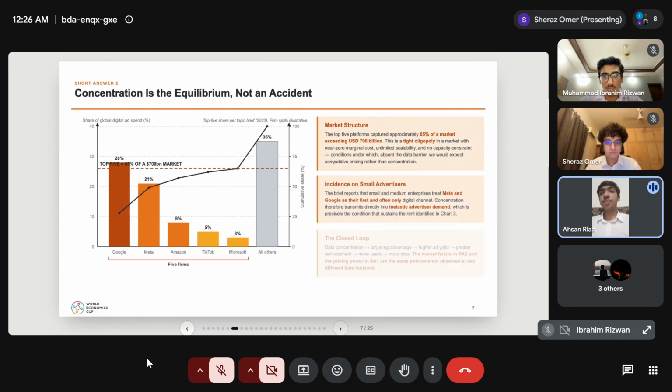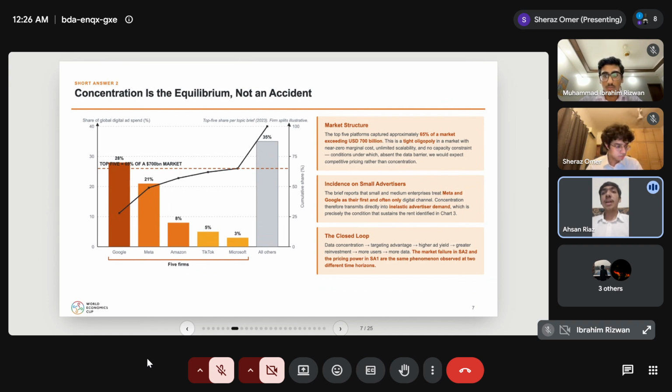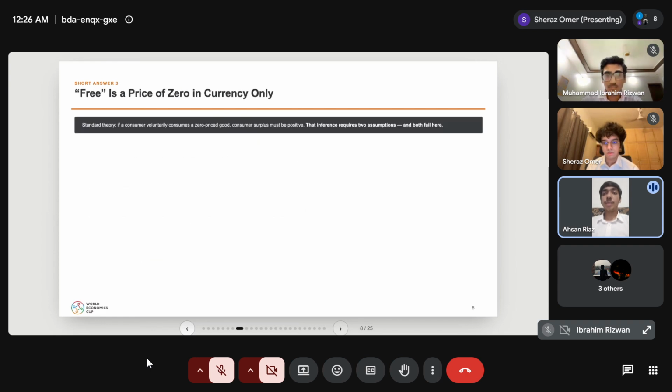This explains the concentration referenced earlier in this presentation. The top five platforms hold approximately 65% of a $700 billion market. Computing the Herfindahl-Hirschman Index, the concentration measure used by the US Department of Justice in merger review, on the top five firms alone produces a value above 1,300, within the range regulators treat as warranting scrutiny. In a market with near-zero marginal cost, competitive pricing would ordinarily be expected. The observed concentration is instead consistent with this mechanism. The next section is presented by Ibrahim Rizwan.